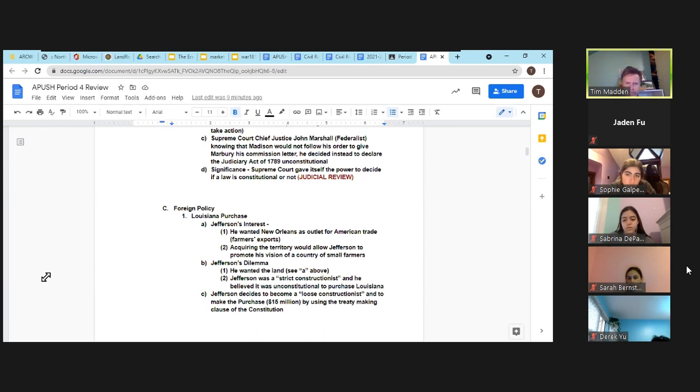The other thing I would note with territorial expansion is reasons for opposition. The Federalists were actually opposed to the Louisiana Purchase. Can anybody explain why the Federalists would oppose the acquisition of that territory? And you're going to see this opposition continue. Sophie?